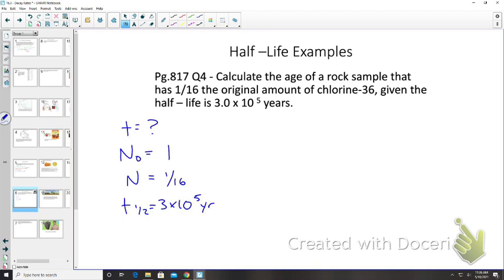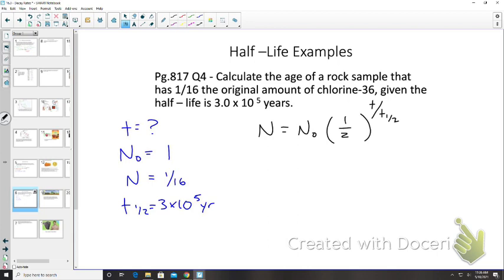Now, if you want to use your log skills here, you are more than welcome to. I'm going to use common bases here to solve for my T. But if you're confident with your logs, then you are more than welcome to solve it that way. So we have set up our variables. Now let's write down our half-life formula. N is equal to N naught times 1 over 2 to the exponent T divided by T half.